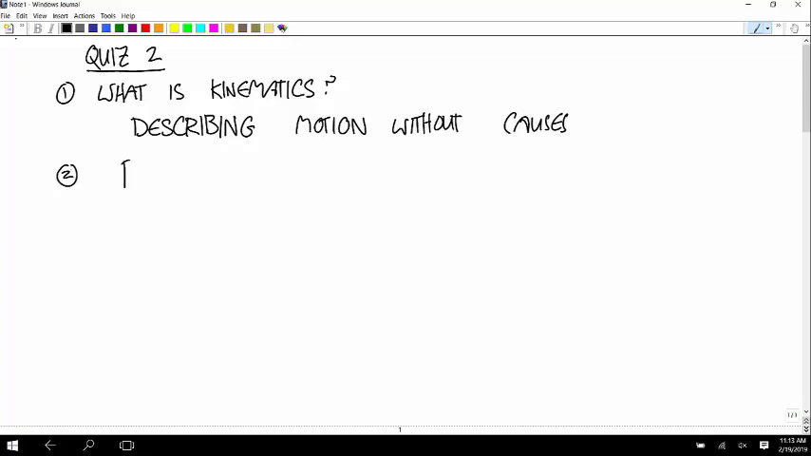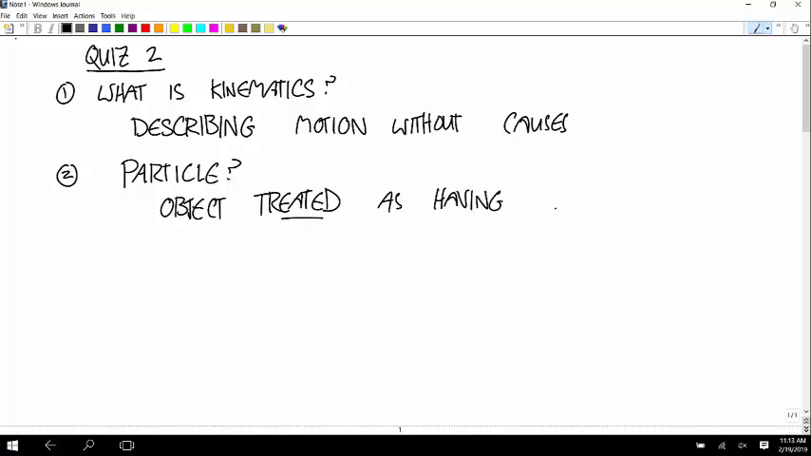What's a particle? Number 2. A particle is an object that's treated as having no length dimensions, and therefore there are no orientations.